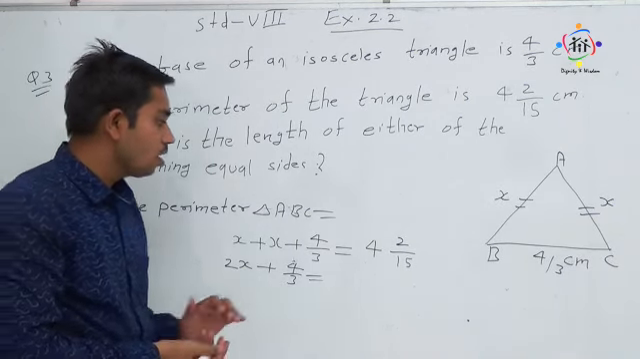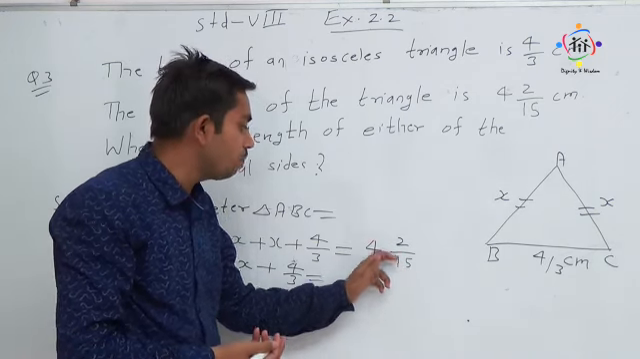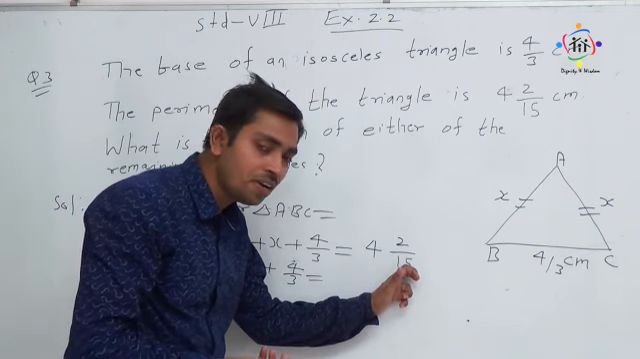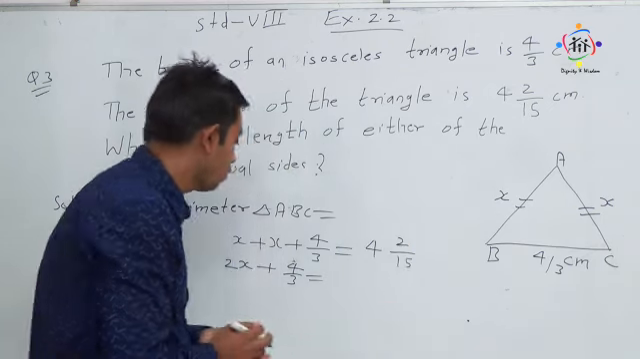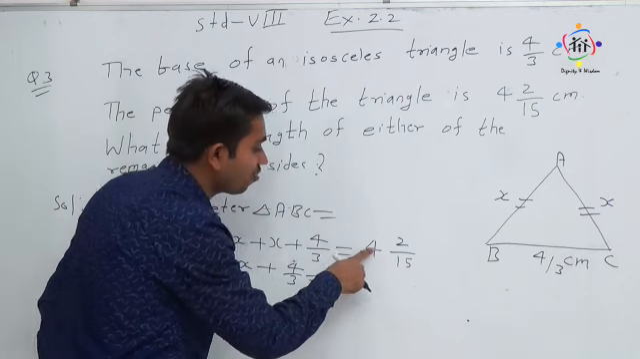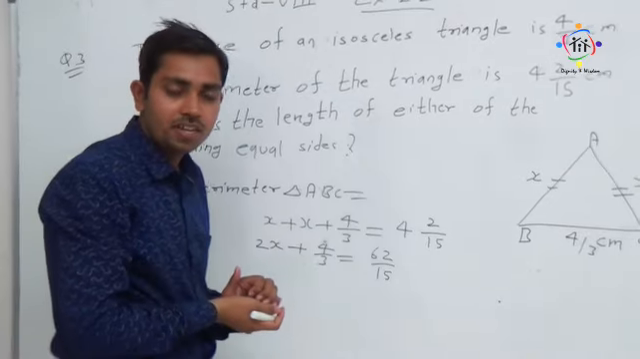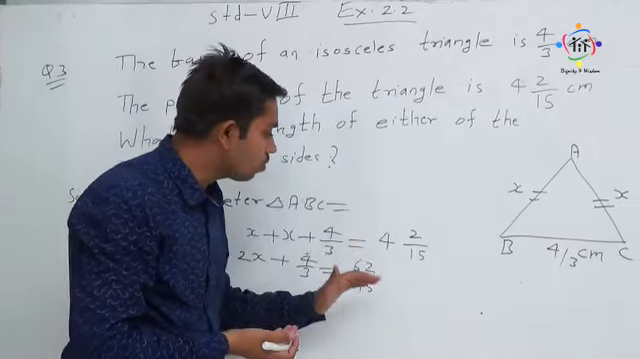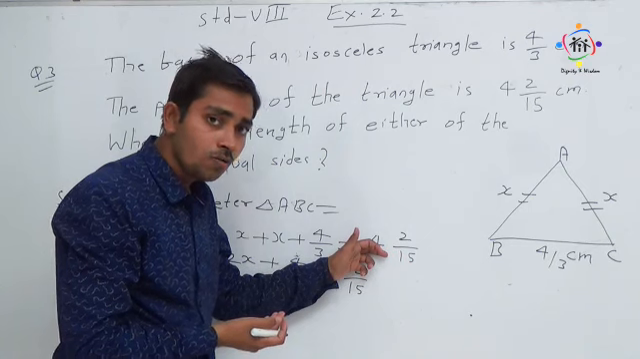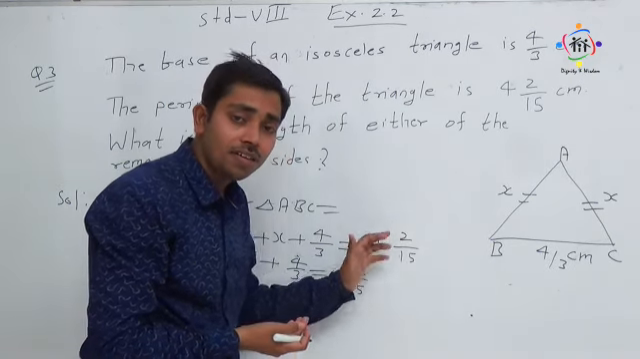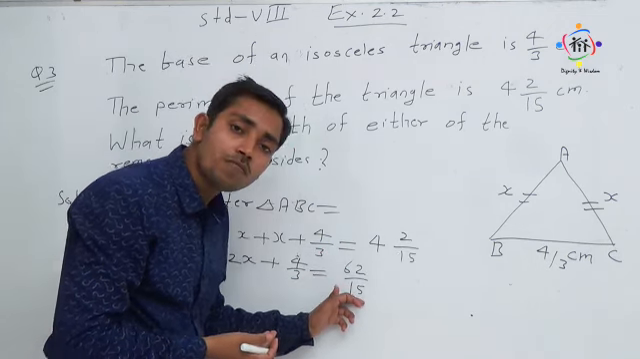Now, my dear students, here 4 2 by 15 means what? It is a mixed fraction. What is the rule to convert this mixed fraction? Multiply the denominator with this 4 and whatever comes, we add 2. So 15 4s are 60. 60 plus 2, 62 by 15. So I hope, my dear students, you have understood how to simplify this mixed fraction into a simple fraction. Multiply 15 with 4, add the result to the numerator, and write that into the numerator. So it comes out 62 by 15.